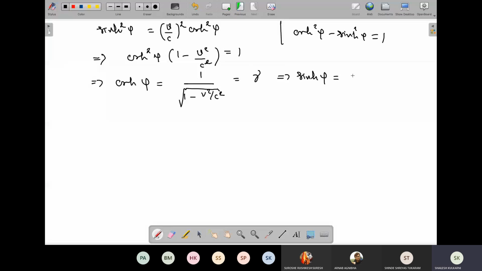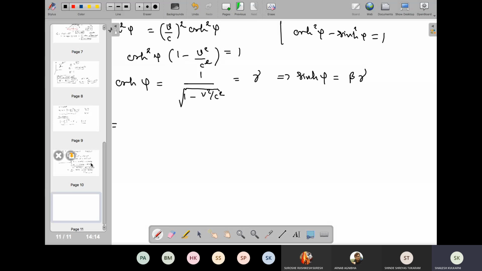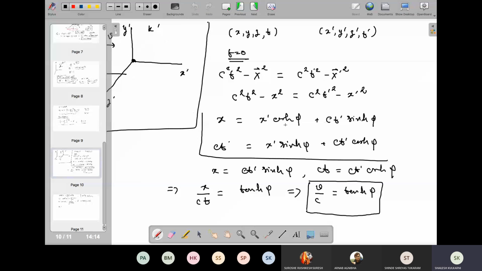So your transformations are now x equal to, go back here, x equal to x prime. We have found out what cos hyperbolic phi and sine hyperbolic phi are. This phi will remain the same. This phi is independent of t prime and x prime, so it doesn't matter which origin I choose, it will remain so for any other point. So cos hyperbolic phi is gamma and sine hyperbolic phi is beta gamma.